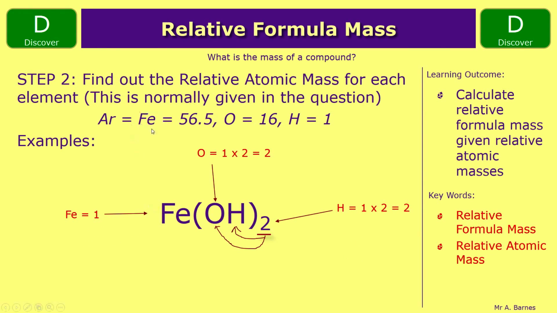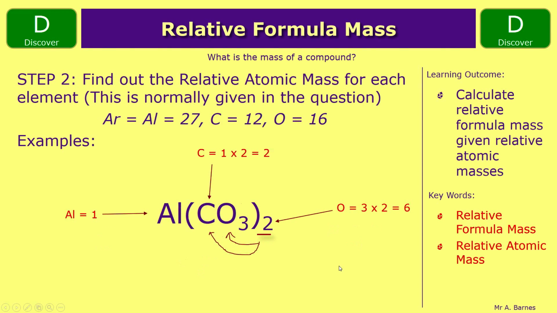I had iron, which I had 1 of. 1 times 56 is 56. 2 oxygens, so 2 times 16 is 32. And 2 hydrogens, so 2 times 1 is 2. And then the same with the final one. 1 aluminium, so 1 times 27 is 27. 1 times 2 is 2 carbons, times 12 is 24. And then 3 times 2 is 6 oxygens, times that by 16, which gives me 96.